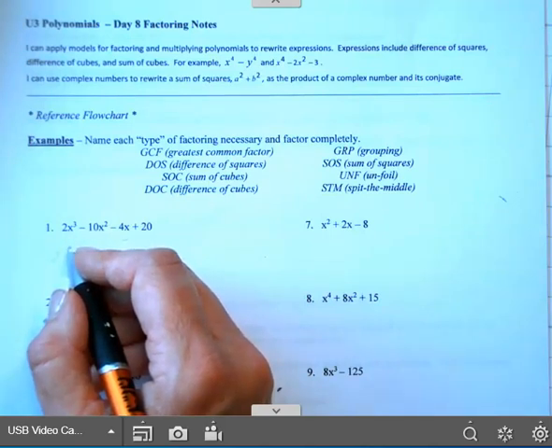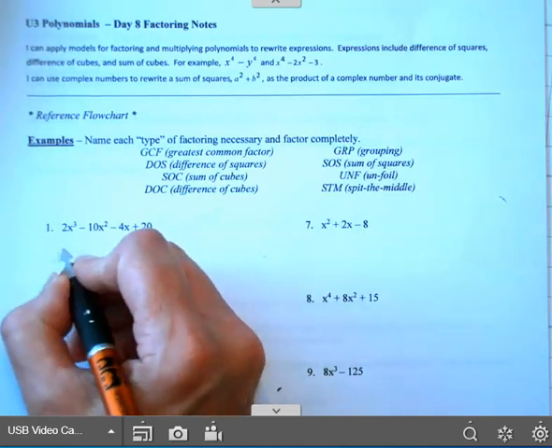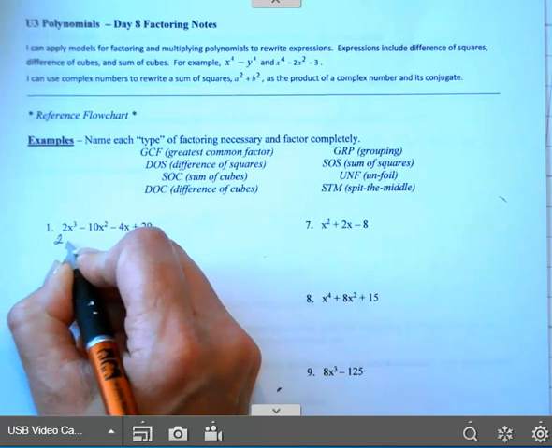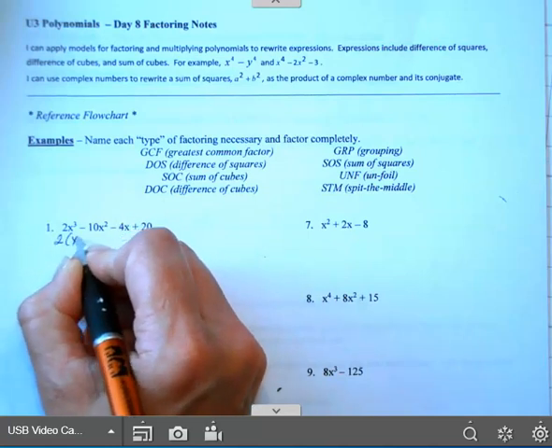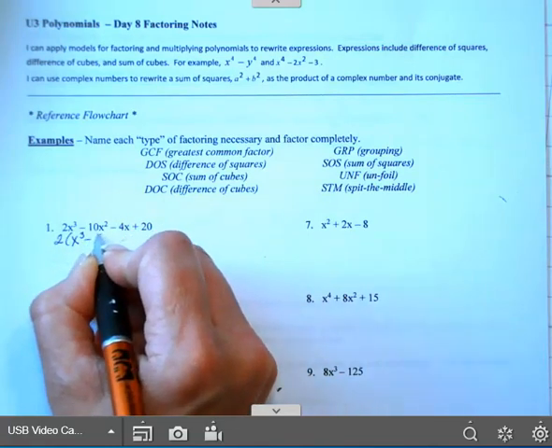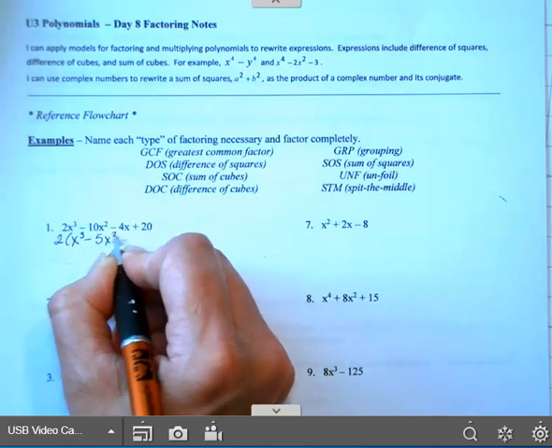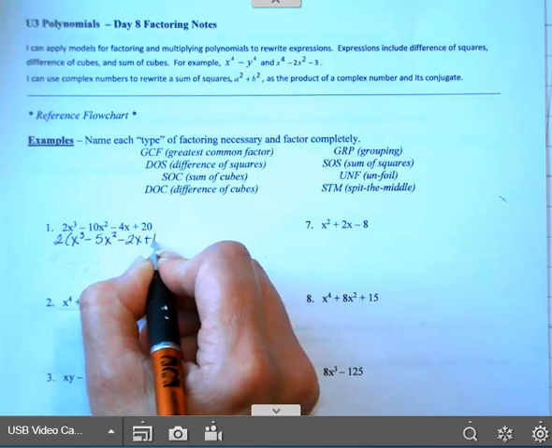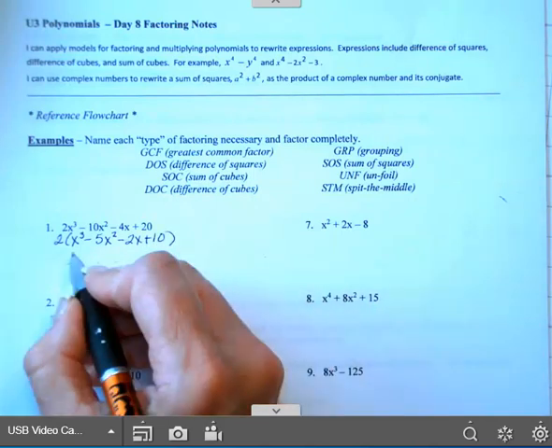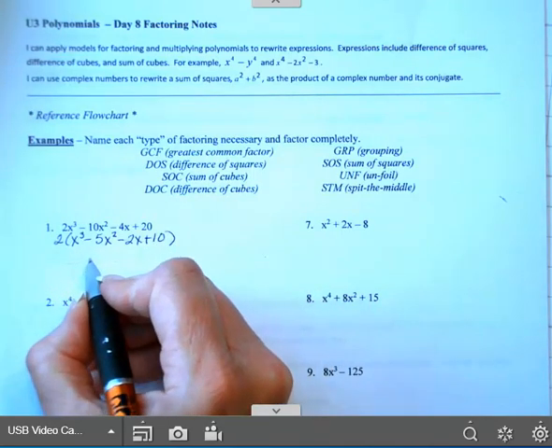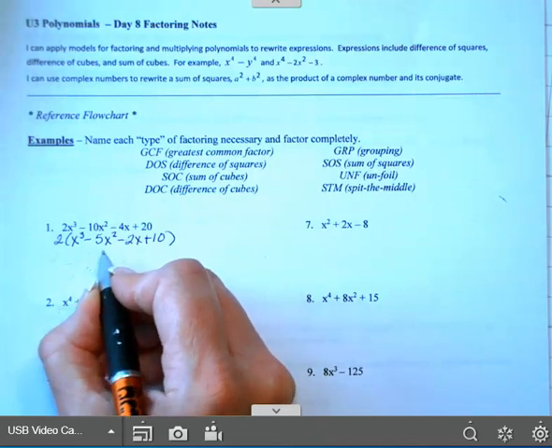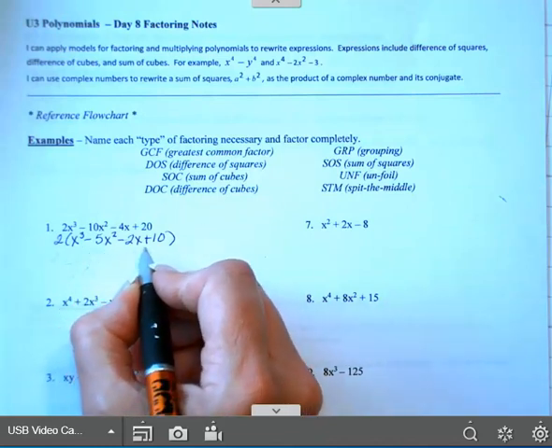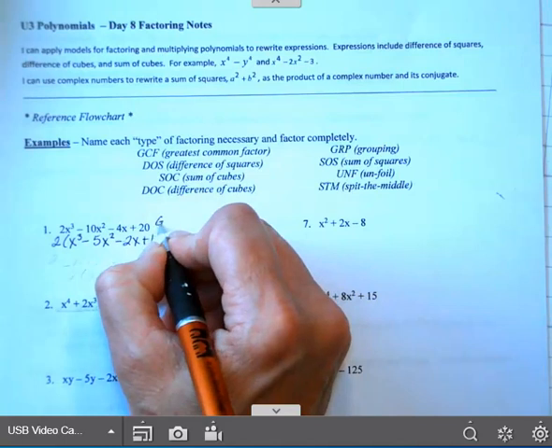First thing you should do on your factor sheet is see if they have a greatest common factor. And this does, so I'm going to factor out a 2. So I'm going to divide each of these by 2. And so you'll get x cubed minus 5x squared minus 2x plus 10. So we used greatest common factor.